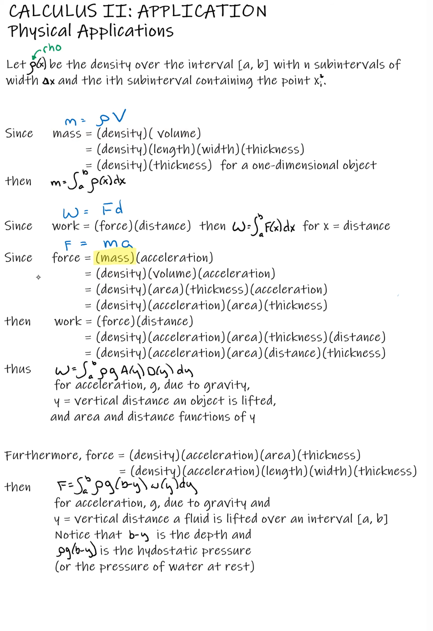Now volume, I'm going to write as area times thickness. Typically we think of volume as length times width times height in a rectangular sense, but the area is length times width, and the height, I'm going to call that thickness. So that's what our volume is.